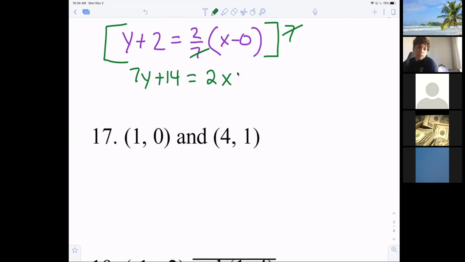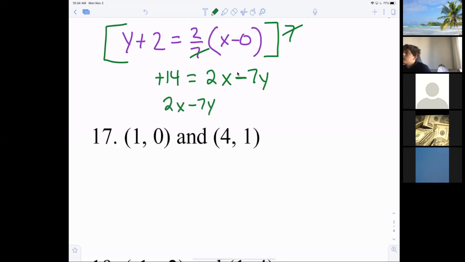Here's what you're thinking. I want the x to be positive, so I leave the x alone. All I have to do is move the what? Move this over here. What does that become? Yes. Now is that in standard form? Pretty much. But I still have to rewrite it as 2x minus 7y equals 14.